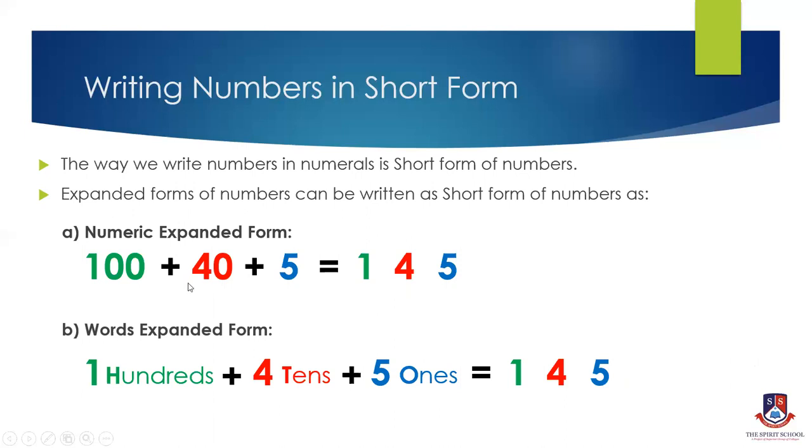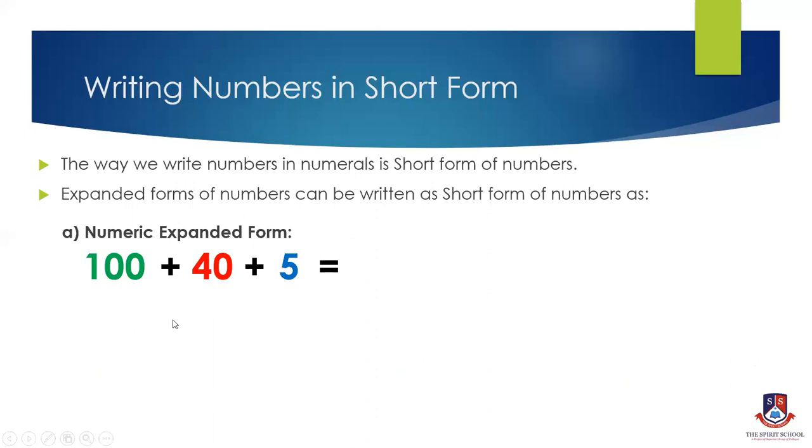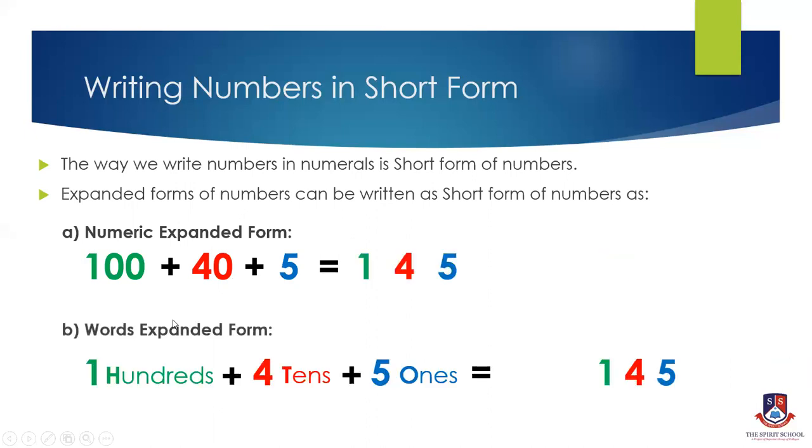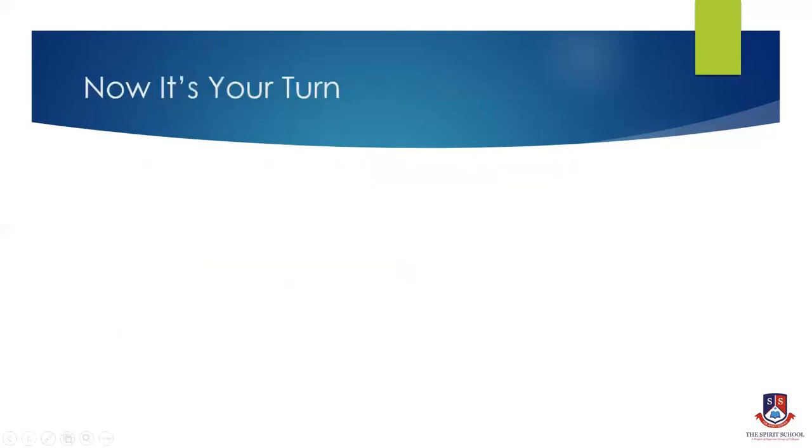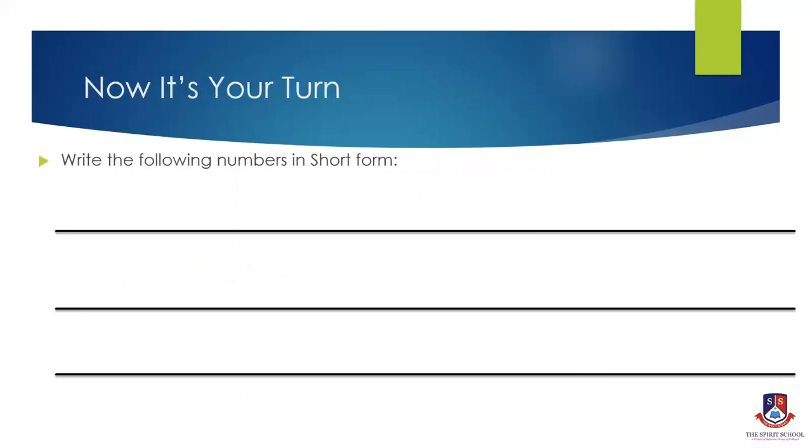That forms the same number. You can see that the expanded form is represented in two forms. Here the expanded form is written in the numeral form, in numeric form. Here the expanded form is written in the words form. And both the forms can be converted into the same numeric form, which is 145. Now let's move on. Here we have our turn to write the numbers in short form. Firstly, we are having 100 plus 80 plus 1. So it is the number 181.